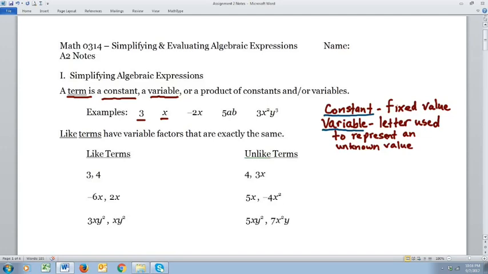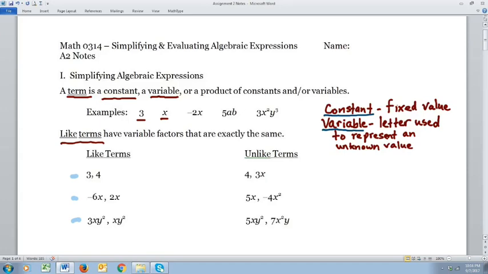All right, so let's talk about what a like term is. Like terms have variable factors that are exactly the same. So if you look at this first pair here, 3 and 4, these are both constants. There are no variables, so these would be considered like terms. They have the same variable factors. In fact, they don't have any. Here, these each have one x factor. Here, both of these have a single x factor and two y factors. Remember, factors are just numbers that are multiplied.